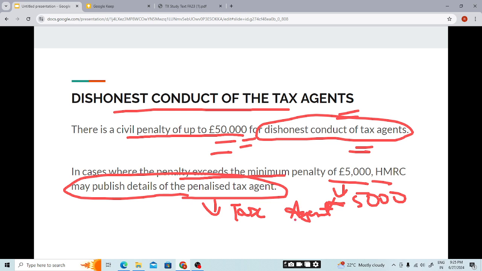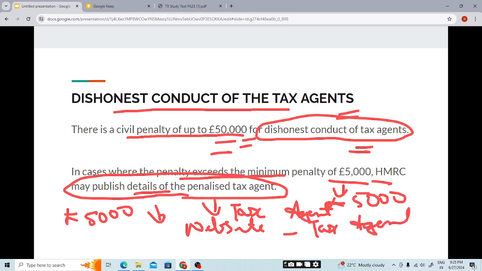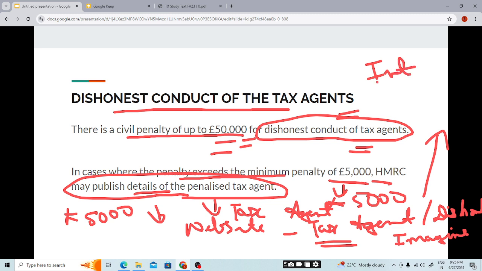For example, say HMRC has imposed a penalty on me of 30,000 pounds. As my penalty is more than 5,000 pounds, HMRC will publish my details on their website, saying this tax agent has been penalized this amount and has been involved in dishonest conduct with HMRC. So my brand and my image will be down. So you must act in an honest way, that is, with integrity, as we have studied in our code of ethics. What does integrity say? The person must be honest and straightforward, you must not be dishonest.